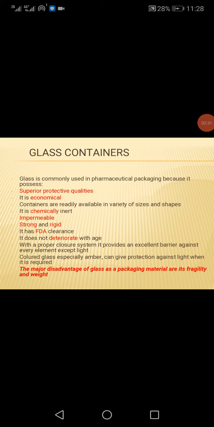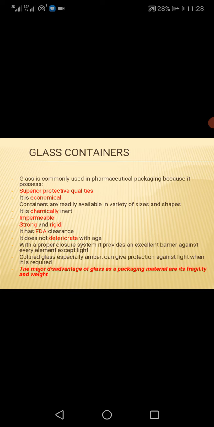Glass containers. Glass is commonly used in pharmaceutical packaging because it possesses superior protective quality. It's economical and containers are readily available in a variety of sizes and shapes. Chemically inert, impermeable. The glass is strong and rigid, has FDA clearance. It does not deteriorate with age. مهما قعد الجلاس بيفضل هو الجلاس إذا اتحفظ كويس with a proper closure system.